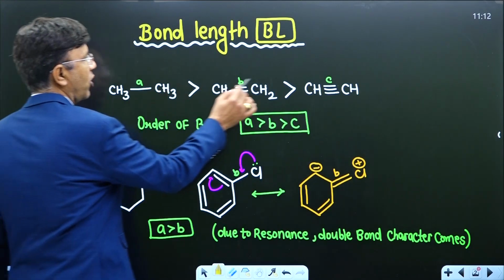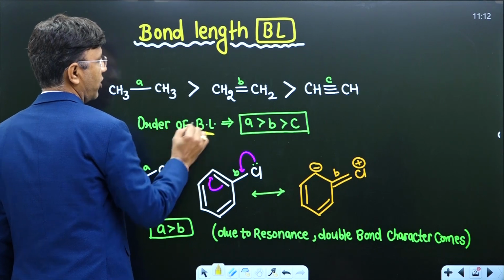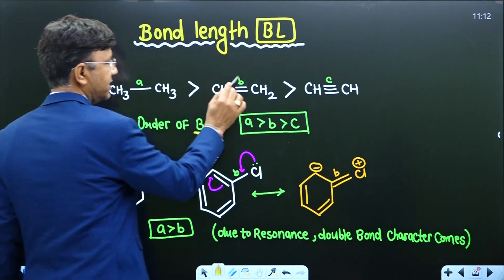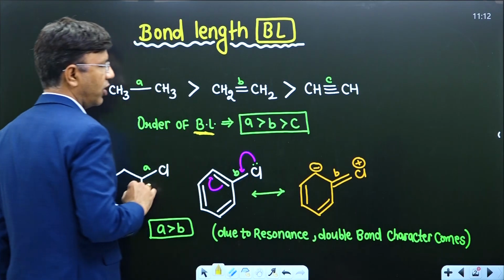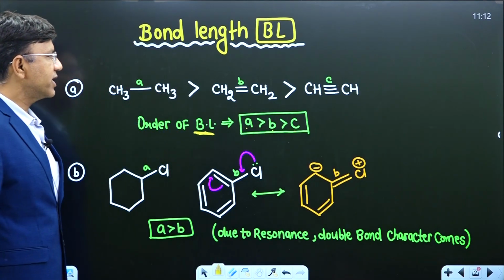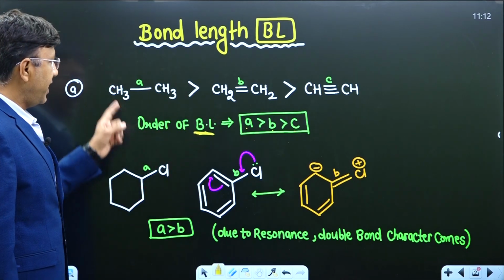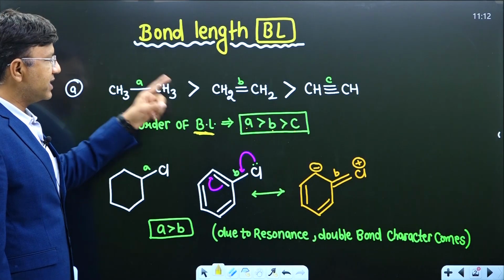A, B, C represent bond length. Bond length means BL. In short, I will write BL means bond length. So this is alkane, this is alkene and this is alkyne. The order of bond length is A greater than B greater than C. Now we have to explain why A is greater than B and A greater than C. A has single bond and B has double bond.